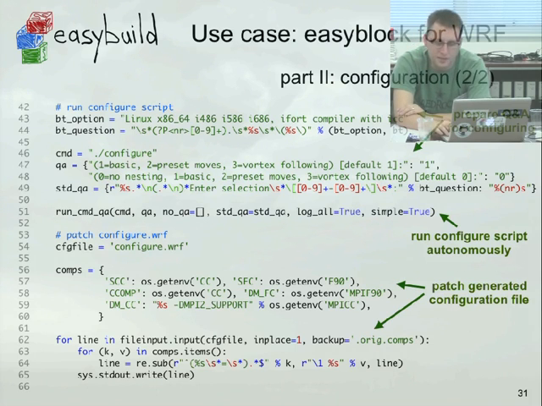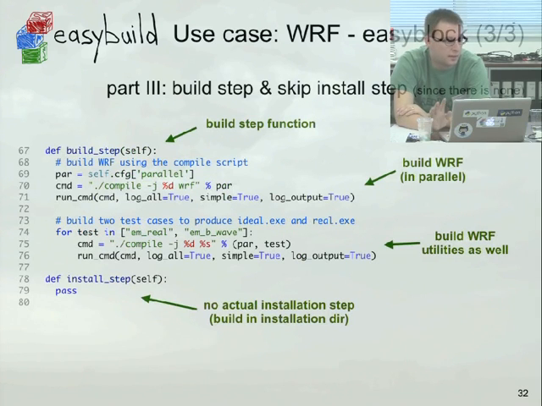This is very involved. Okay, so that's the configure part, so then we're done with configuration. Then the build is a lot more simple, but instead of calling make, we call the compile script with -j to build in parallel. And the fun thing here is if you want to build WRF, and I've been told this is the only way.